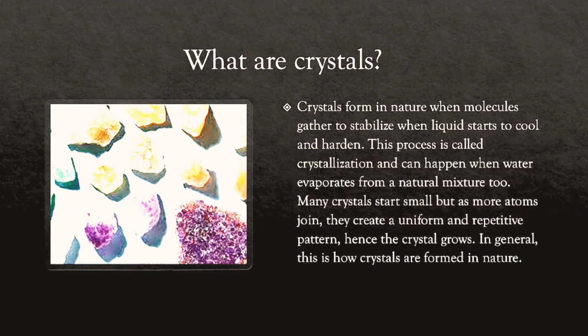So in general, one might ask, what are crystals? Crystals form in nature when molecules gather to stabilize when a liquid starts to cool and harden. This process is called crystallization and can happen when water, or generally a liquid, evaporates from a natural mixture. Many crystals start small, but as more atoms join, they create a uniform and repetitive pattern, hence the crystal grows. So in general, this is how a crystal is formed.